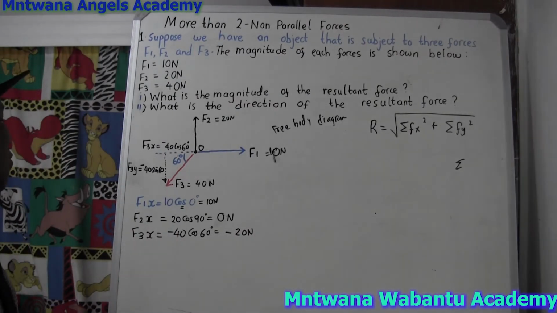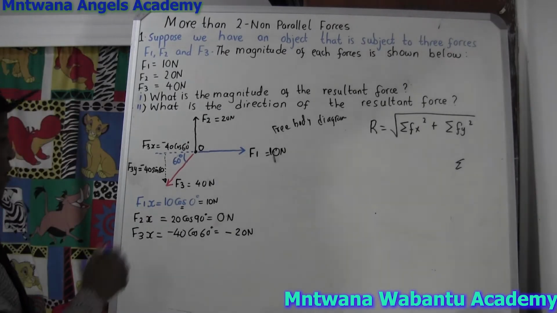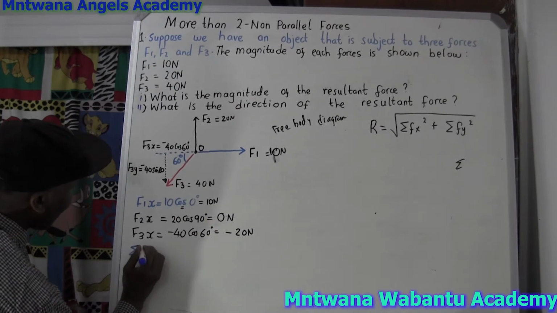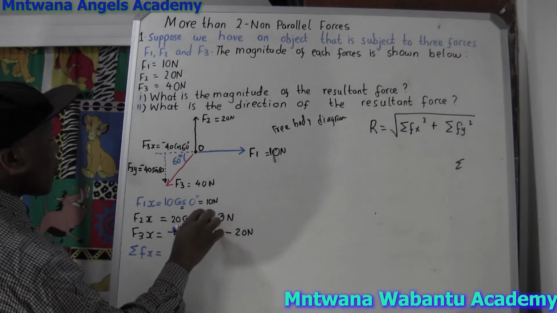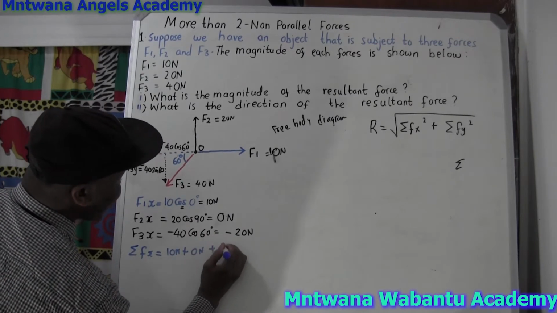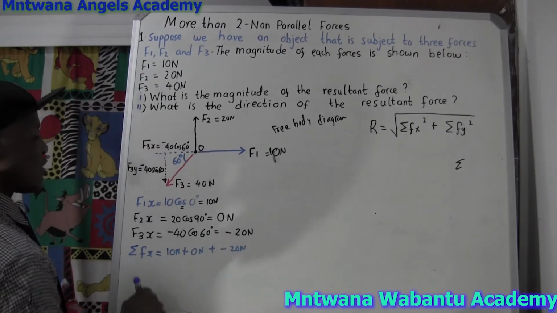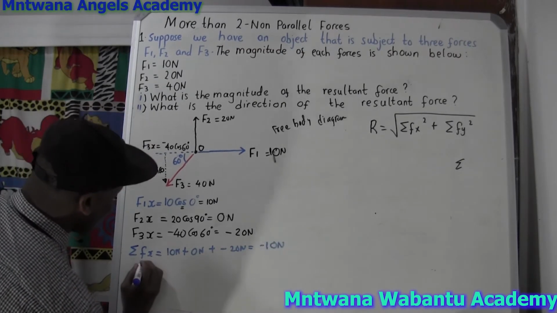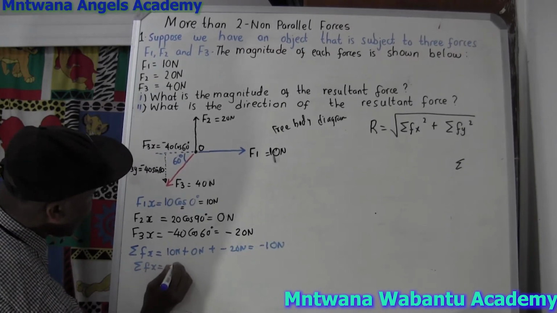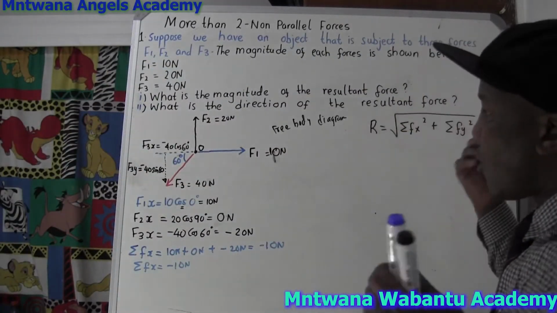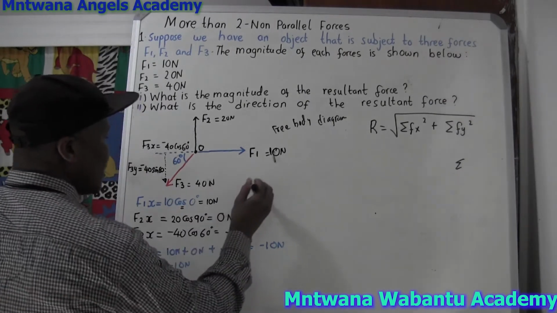So we have f1x. Now we can get the summation of all f of x, and then I'm going to go for y. So the summation of all the f of x equals, let's add all of them, 10 Newton plus 0 Newton plus negative 20 Newton. This is going to give us negative 10 Newton. So the summation of all f of x equals negative 10 Newton. We do the same thing for f of y, and after that we finish. Okay, cool.